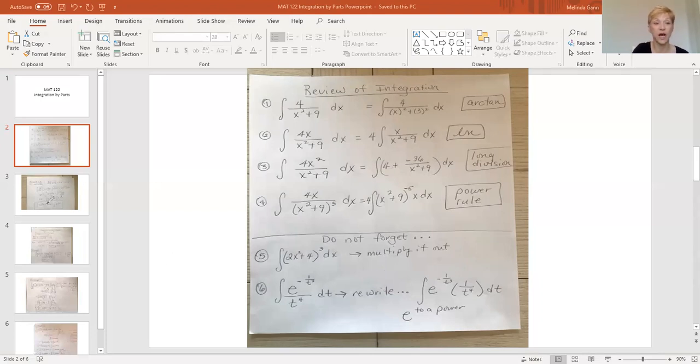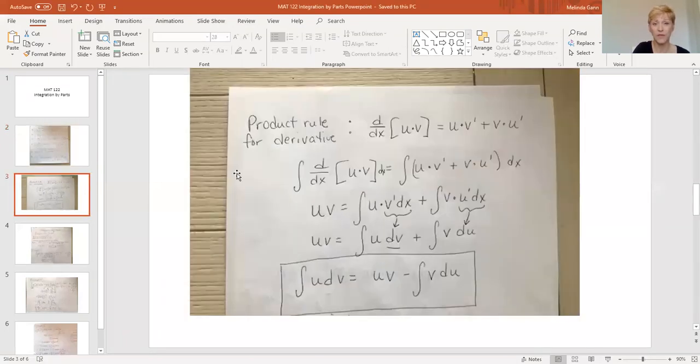Now for the new stuff, we're going to talk about something called integration by parts. All right. But in order to do that, the first thing I want to do real quick is show you where the formula comes from. Now, remember in Cal 1, you had a derivative rule for a product. So remember what the derivative of a product was. It was the first times the derivative of the second, plus the second times the derivative of the first. Okay, so this top line is just what you learned in Cal 1.